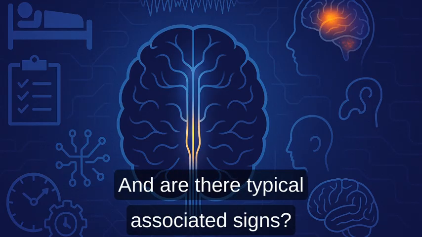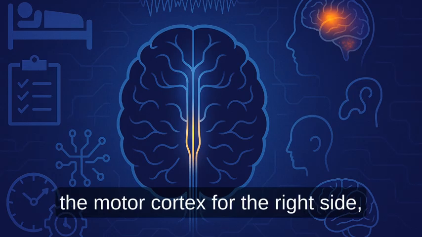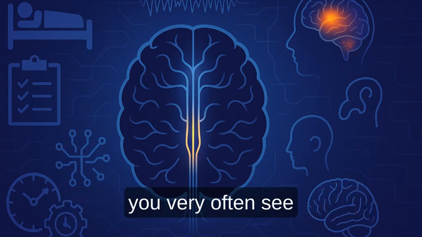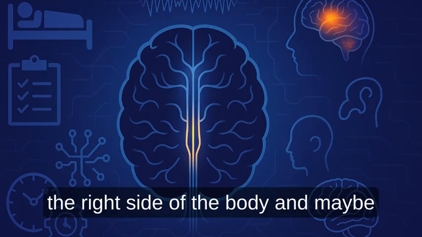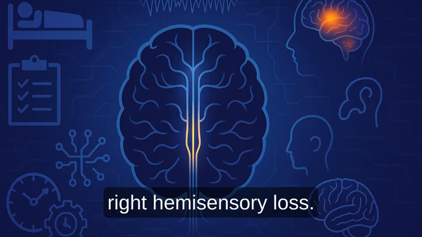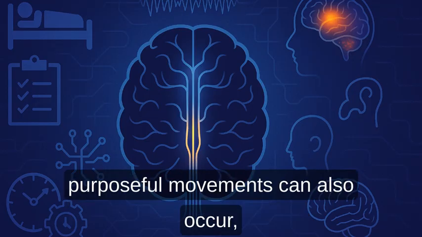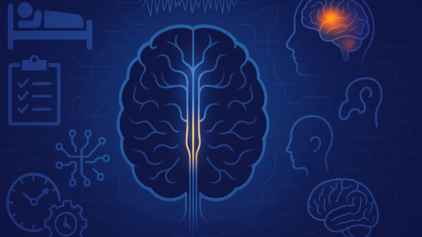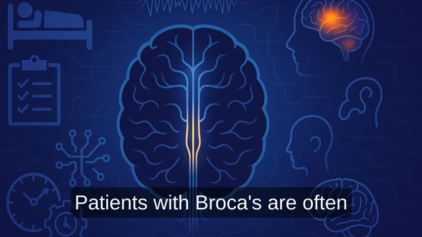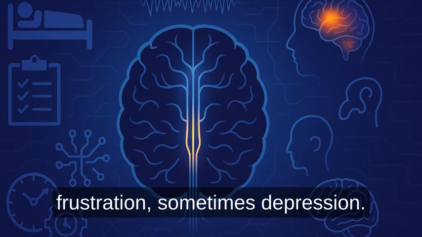And are there typical associated signs? Yes, because Broca's area is near the motor cortex for the right side. You very often see a right hemiparesis, weakness on the right side of the body, and maybe right hemisensory loss. Apraxia, difficulty with purposeful movements, can also occur, affecting speech, apraxia of speech, or the limbs. Emotionally, patients with Broca's are often acutely aware of their difficulties, which can lead to significant frustration, sometimes depression.